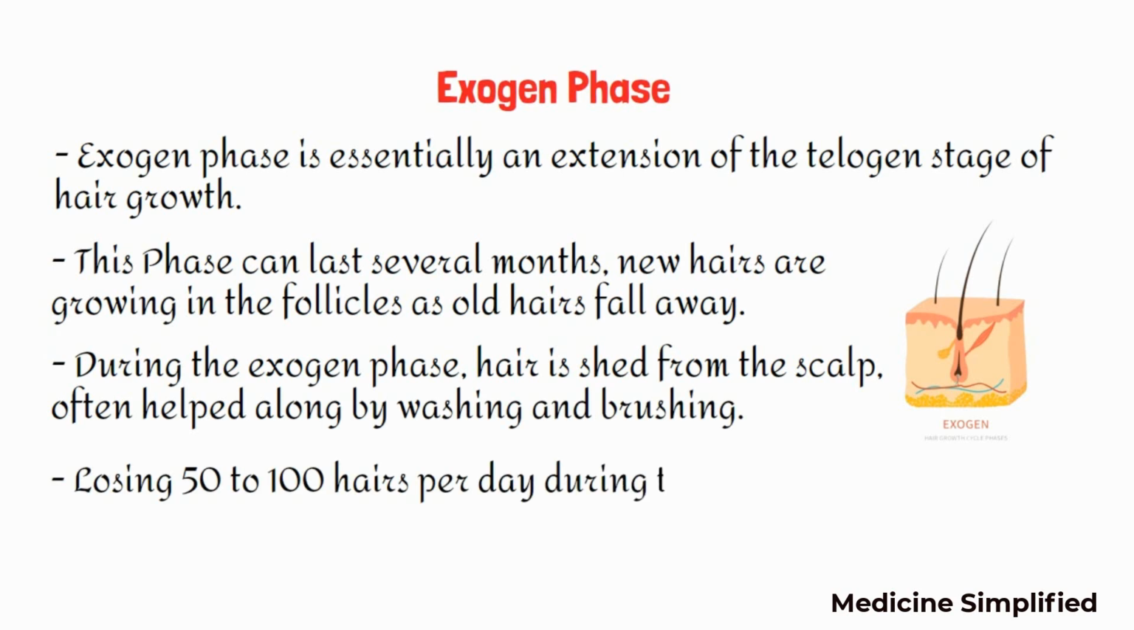Losing 50 to 100 hairs per day during this phase is normal. So there is no worry of hair fall. It is common in the Exogen phase. These are the 4 phases of the hair growth cycle.